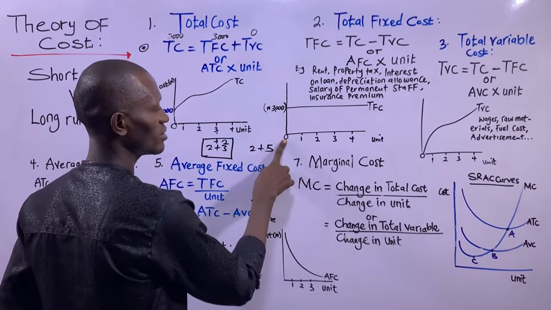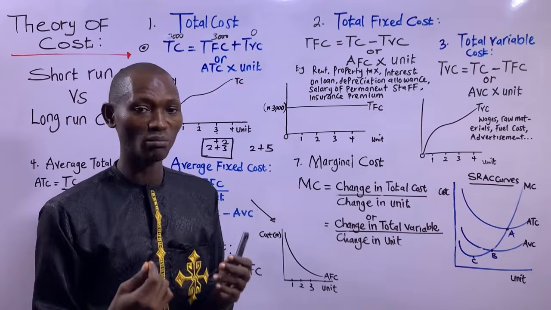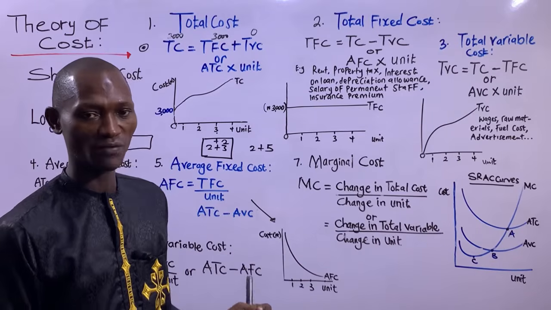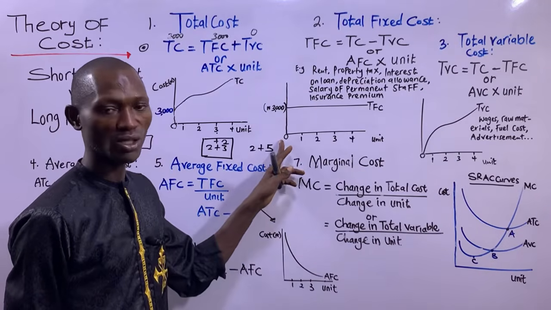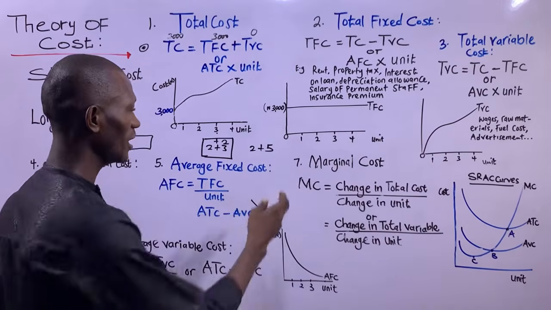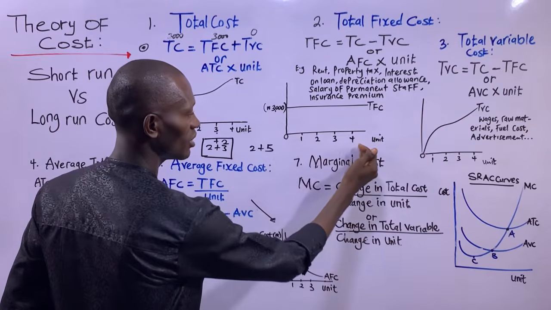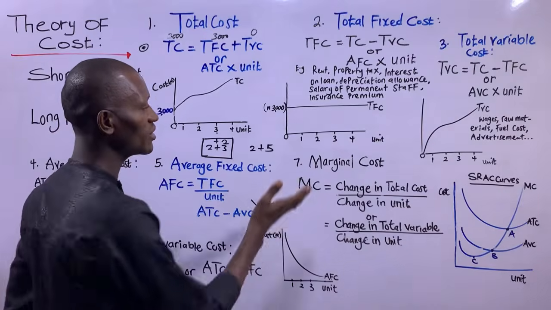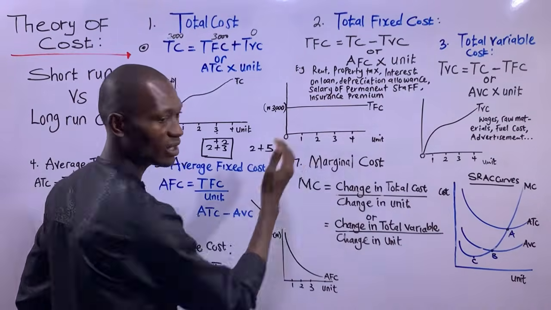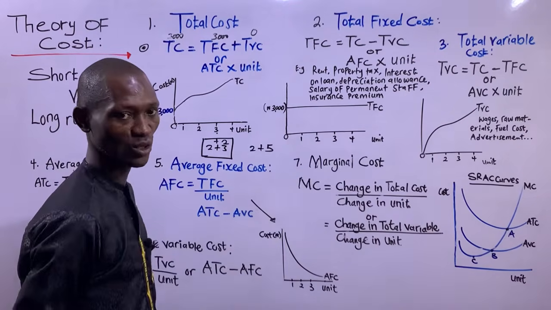So when output is zero, total fixed cost is 3,000. That's why I said, even though you stop production temporarily for a short while, or you shut down your factory for a while, you are still going to incur total fixed cost. And a good example here is rent. Then when you produce one, the same, you are going to pay 3,000. You produce two, three, four, it's 3,000. So total fixed cost is a straight horizontal line, and it is parallel to the output axis. That's the x-axis.